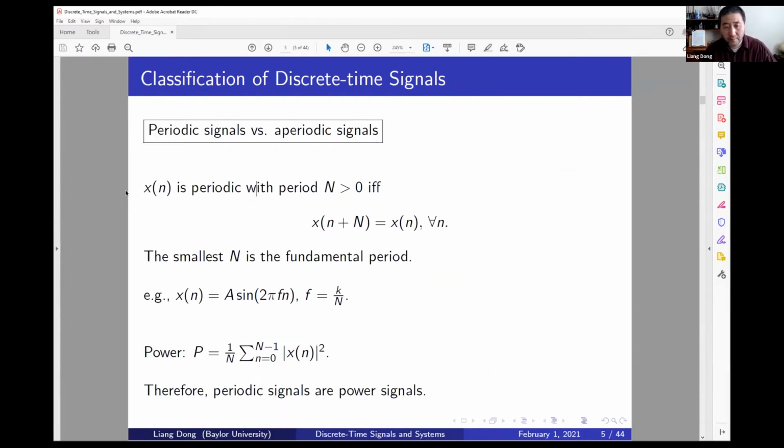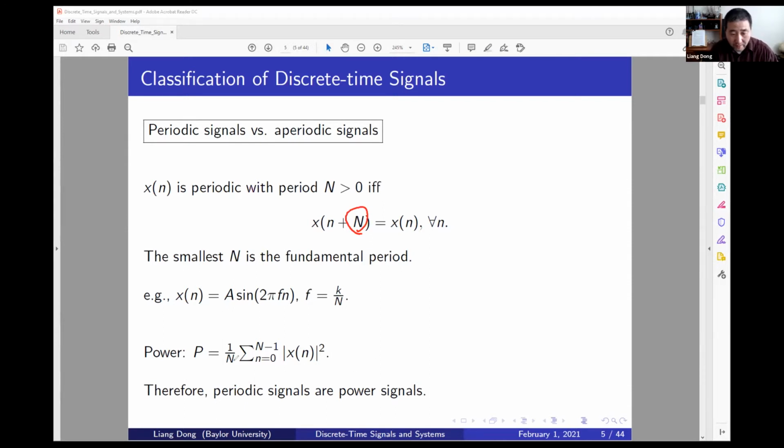Periodic signal versus aperiodic signal, that's easy to understand. If it's a periodic signal, then I will have a period. In this case, a period is time index capital N, and the smallest N is the fundamental period, because 2N, 3N is also its period. So this is the period of this n here. For example, a sine wave, a cosine wave is a periodic signal.